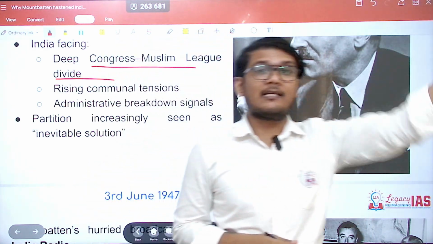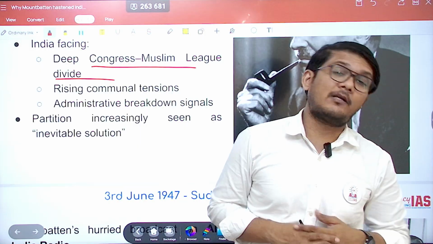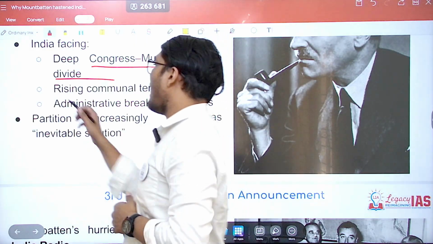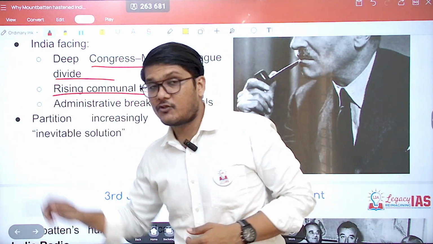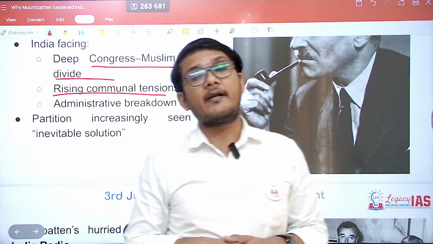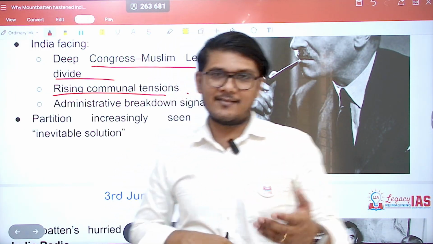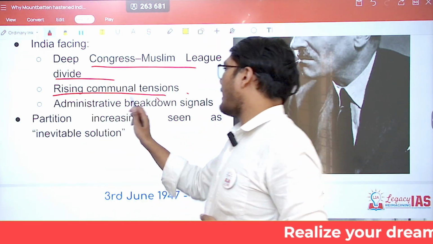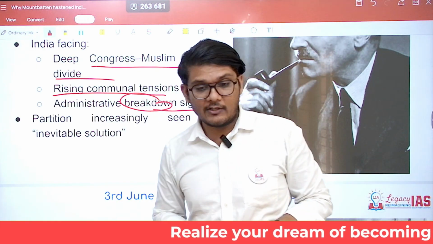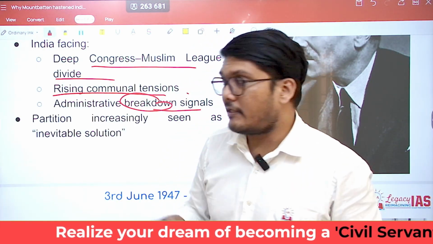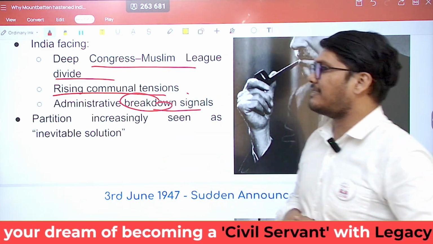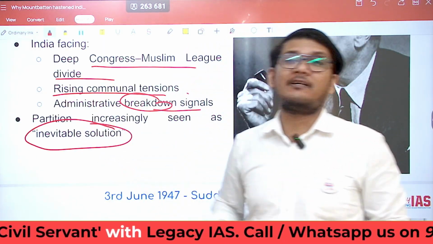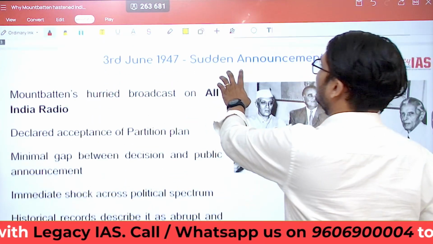Because the Muslim League was coming up with the demand for a separate country altogether, as a result of which there was a divide, leading to rising communal tensions, because the separate country being demanded was based on religious lines. It led to administrative breakdown signals, that means a chaotic situation, breakdown of the administration was getting signaled. And partition was increasingly seen as an inevitable solution, something that would have to be done.